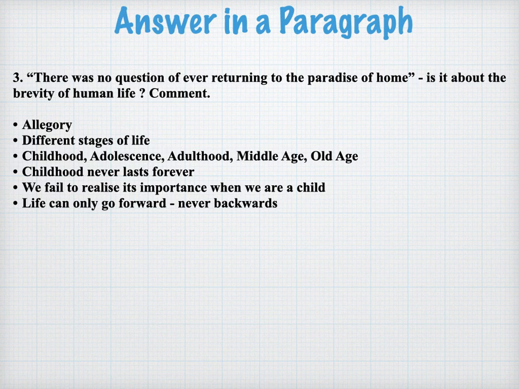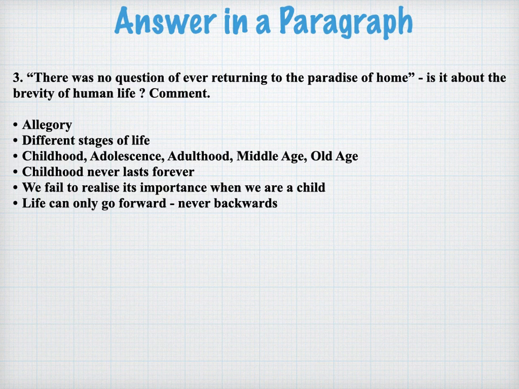Moving on to the last question, question number 3. There was no question of ever returning to the paradise of home. Is it about the brevity of human life? Comment. Now, brevity means a short span. So you can start the answer by stating that this story is an allegory. You can explain what an allegory is, and the story talks about the different stages of life: childhood, adolescence, adulthood, middle age, old age, and finally death.